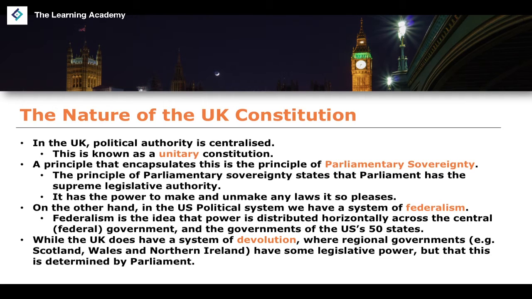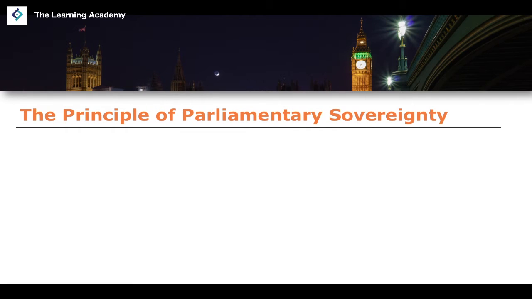If it wanted to. Which is why some people and some political theorists have argued that the UK's system is what we would describe as, quote, quasi-federal. It's sort of federal in reality, in the fact that laws are passed at regional levels, like in Scotland, Wales, and Northern Ireland. But ultimately, from a legal perspective, power is still centralised in Westminster, in the Westminster Parliament.